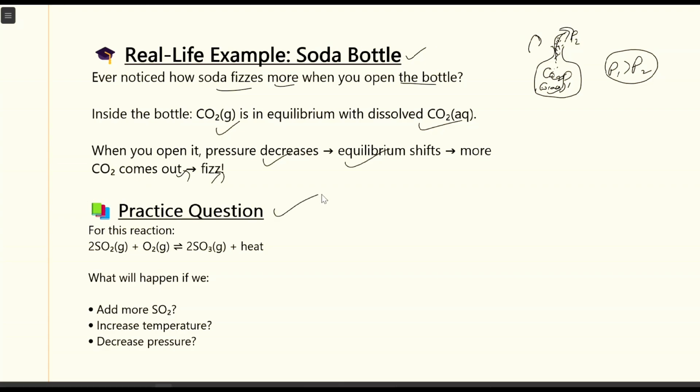Now, this is a practice question for you. If you understood the video, please try this question and write the answer in the comment section. For this reaction, sulfur dioxide plus oxygen forming sulfur trioxide, the reaction is already balanced and it gives out heat. What will happen if more sulfur dioxide is added, if the temperature is increased, and if the pressure is decreased? What will be the effect of these on the equilibrium shift? Just write the answer in the comment box.